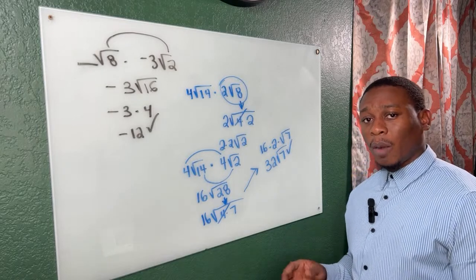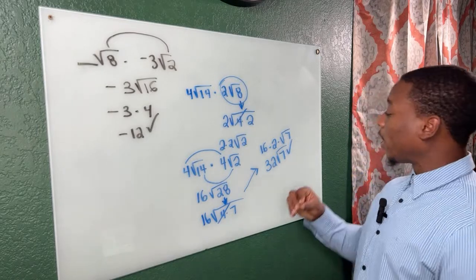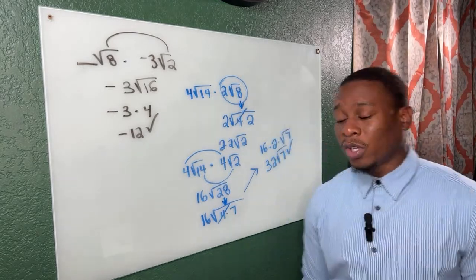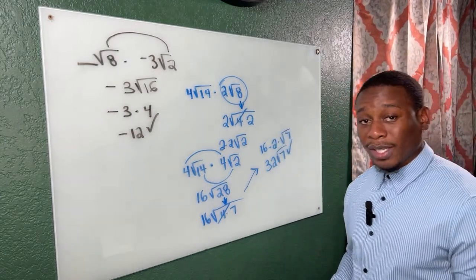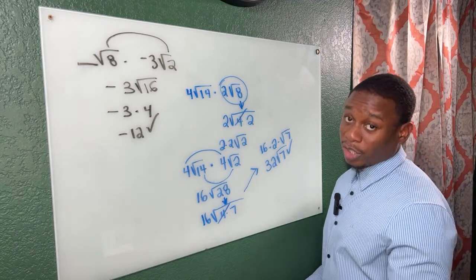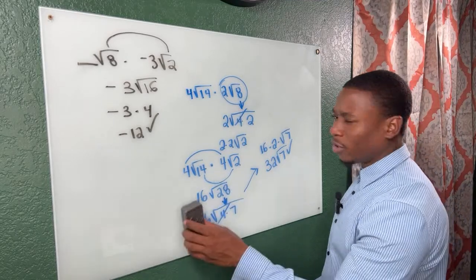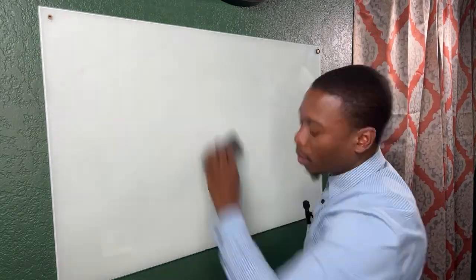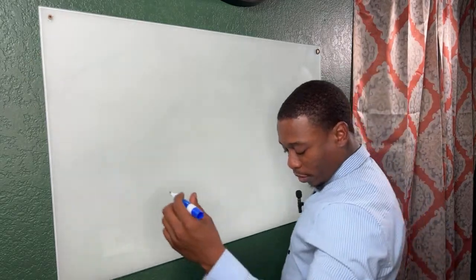So this is what we're talking about when we're talking about multiplying radicals and basically distributing radicals. We're now going to look at a variable example and then touch on the distributing aspect. Sorry about that, tongue twister. All right. Okay, so let's try this one out.